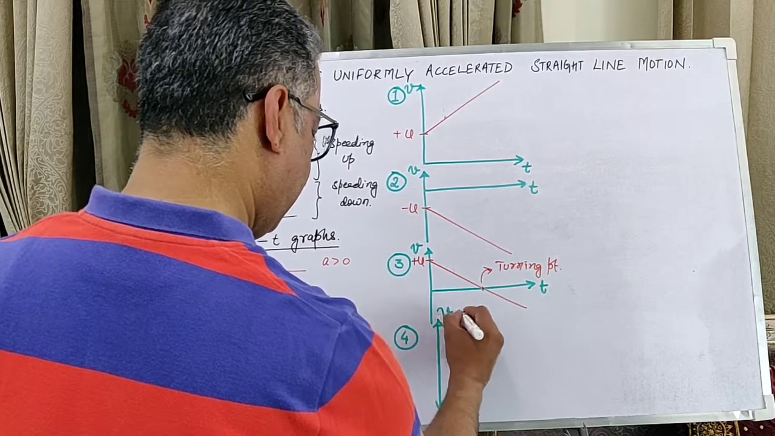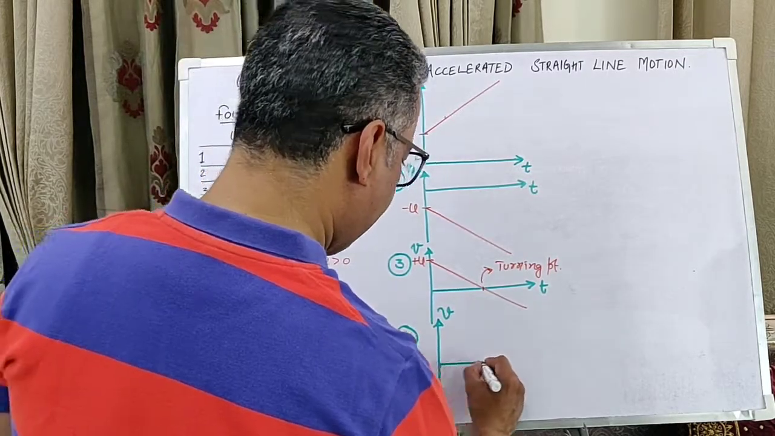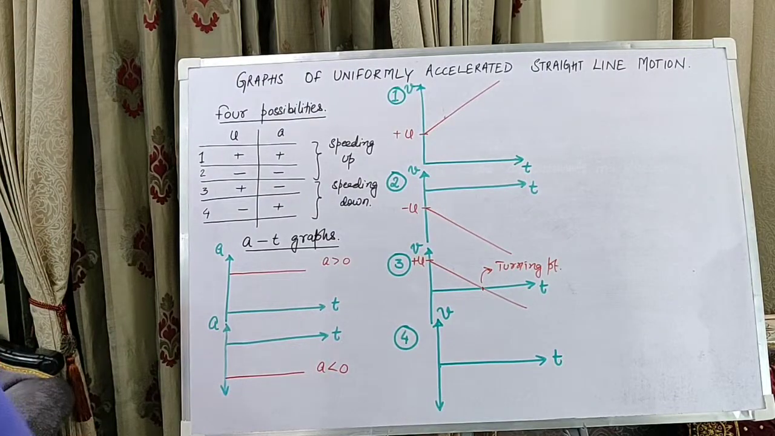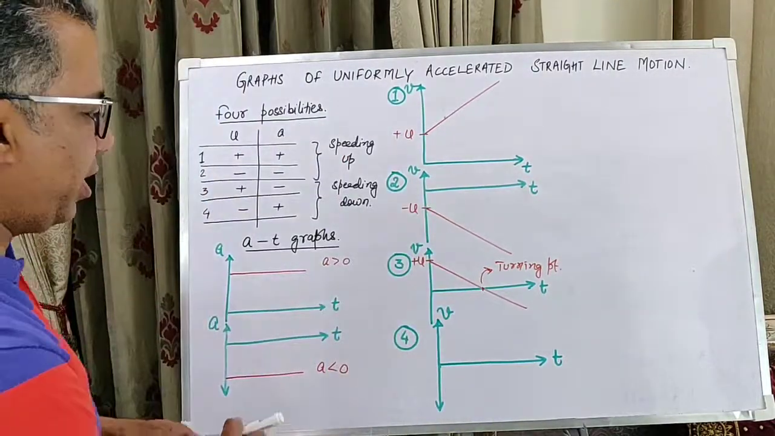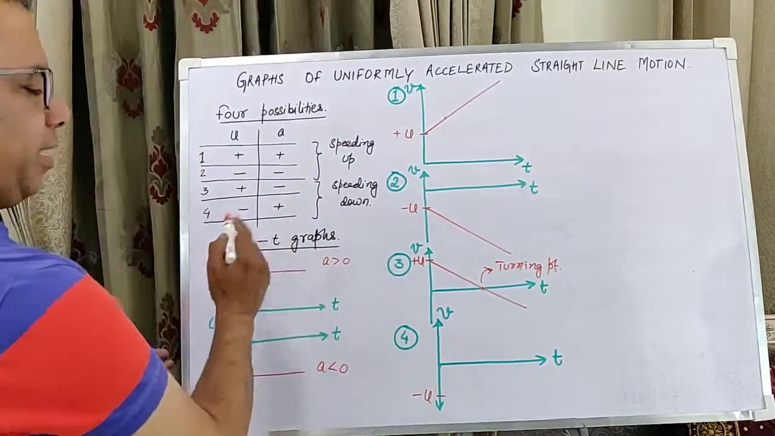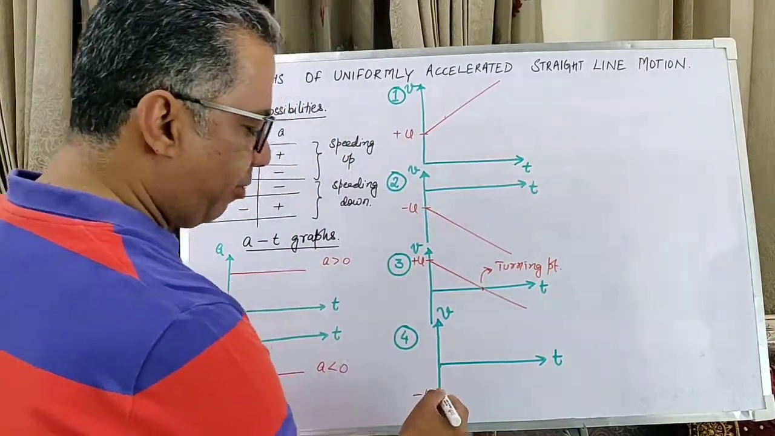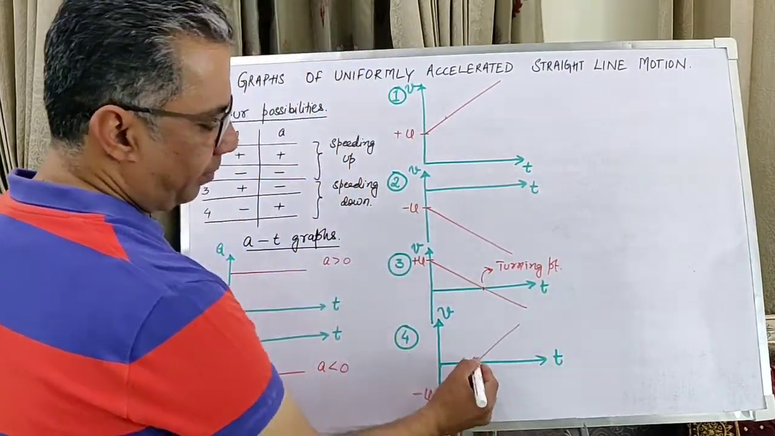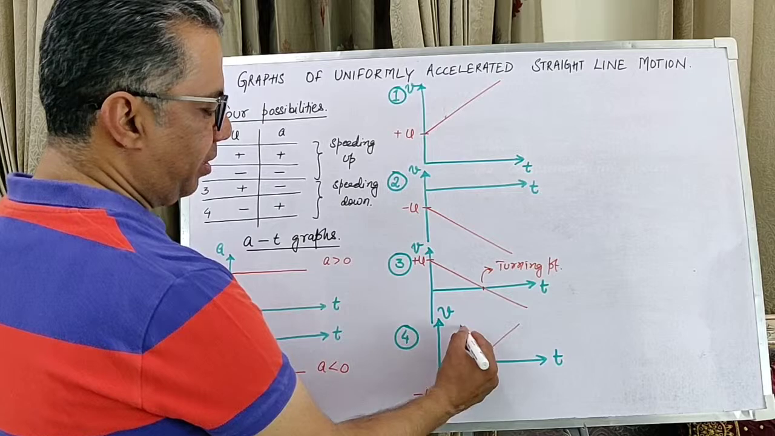This is V, this then is T. Initial velocity is now negative. So we are starting at minus u, and the acceleration is positive. So we have a graph with a positive constant slope. It's a rising graph. This here is the turning point.